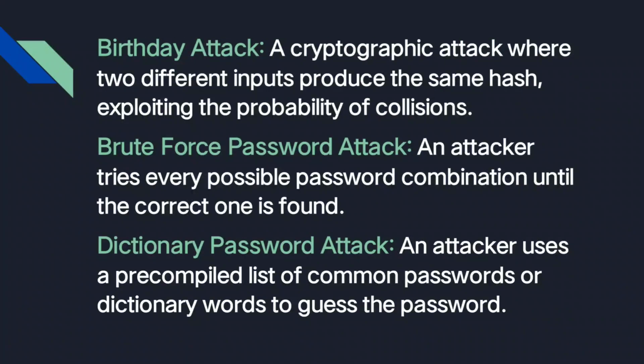The first one is a birthday attack. It is a common type of cryptographic attack. It involves when two different inputs produce the same hash value. When two inputs produce the same hash value, there is the probability of occurring of collisions. So if a collision occurs, there is a possibility of vulnerability. So the attackers use this chance to get into the system.